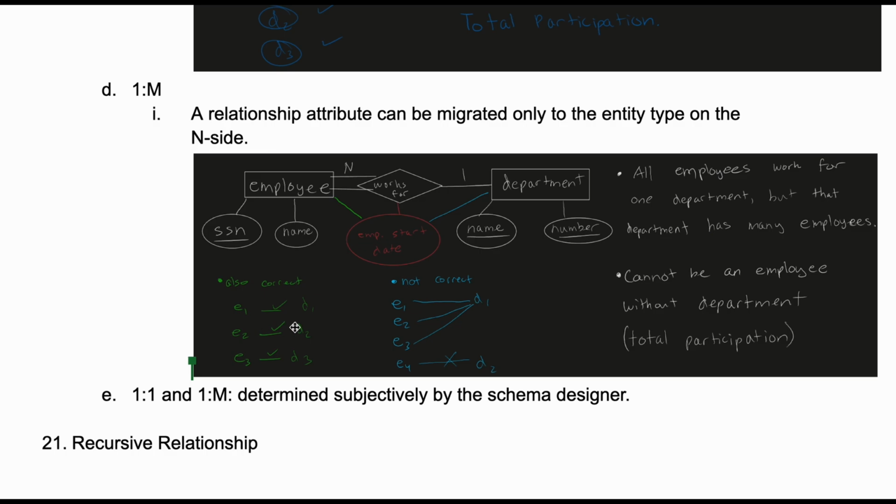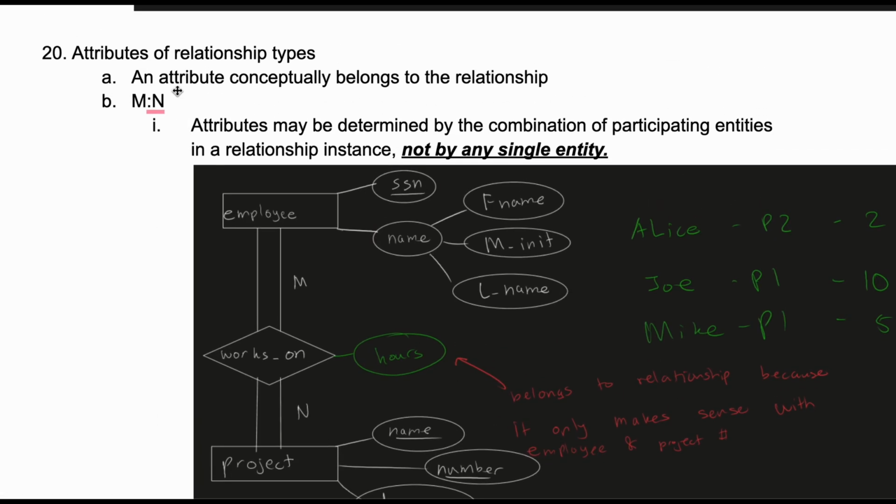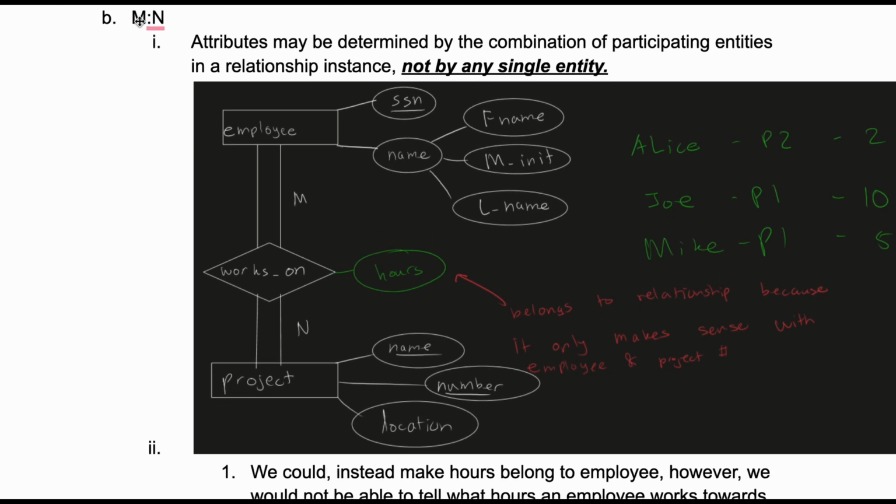And that's going to be it for this. One-to-one and one-to-many are determined subjectively by the schema designer. So that's all for attributes of relationship type. An attribute conceptually is going to belong to a relationship, but we can always pair it with an entity if we follow certain rules, just not for many-to-many.